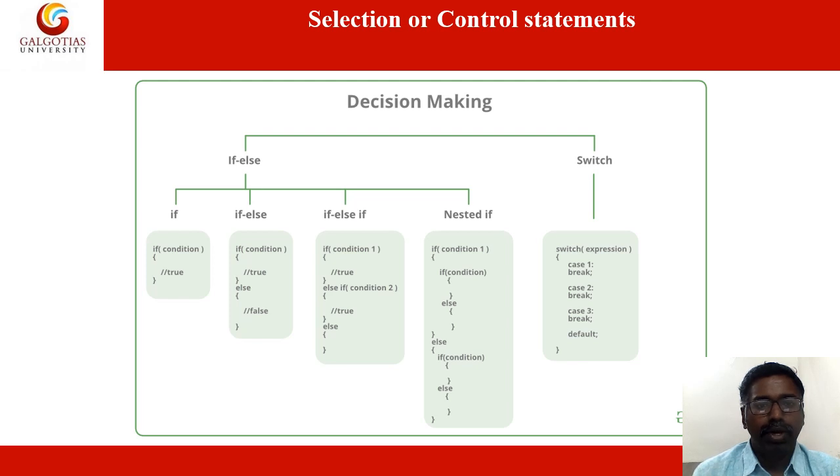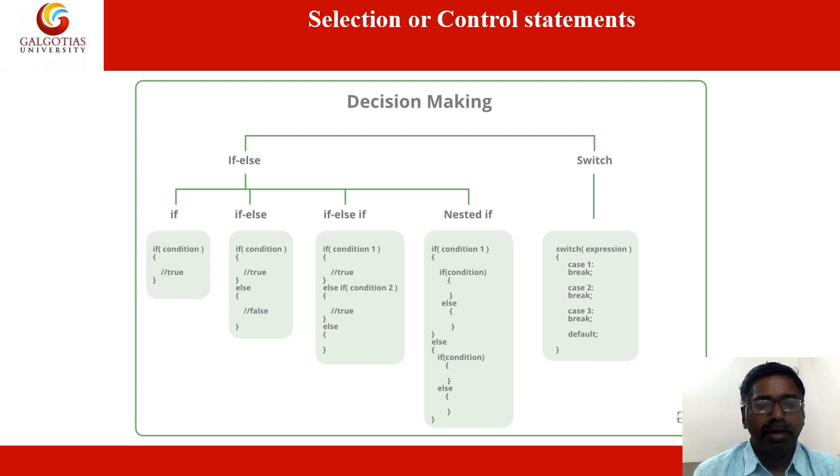This slide helps you understand the hierarchical representation of the various statements that come under decision making. The major division is the if statement and the switch statement. Under the if, we further classify four types of statements: if else, if, and nested if. Here, the if statement consists of only the true statements according to the condition. If the condition is true, then this true block will be executed. There is no else clause given.